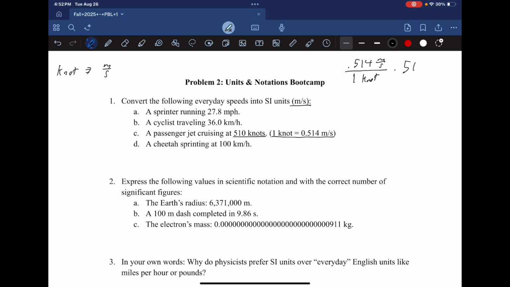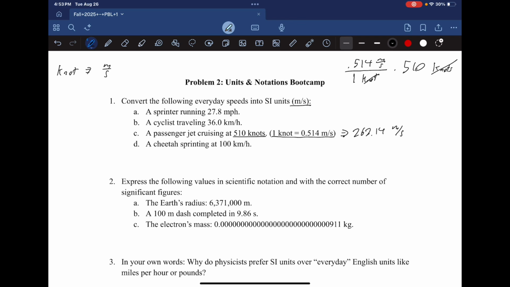And then if we multiply by 510, you can see that the knots cancel with this and leave us with just the meters per second. So we really just want to multiply 510 by 0.514, which is 262.14 meters per second. It can be a little confusing to know what do I put on the top and what do I put on the bottom? But it's always good to remember, like in this case that we just did, we wanted to get rid of the knots. We want it in meters per second. So you arrange it in a way that the knots are going to cancel each other out.